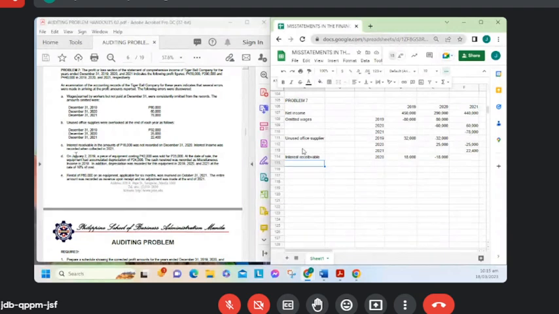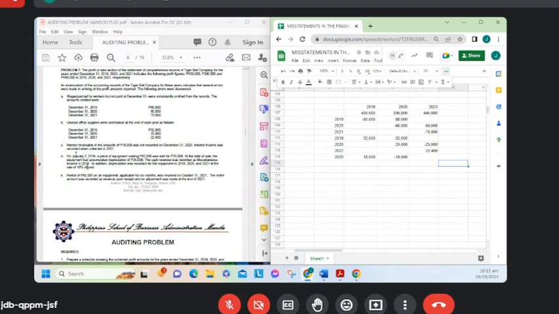At the date of sale, the equipment had accumulated depreciation of 24,000. The cash received was recorded as miscellaneous income in 2019. In addition, depreciation was recorded for this equipment in 2019, 2020, and 2021 at the rate of 10% of cost. So, ang daming error dito, no? So, 2019, sale of machinery.